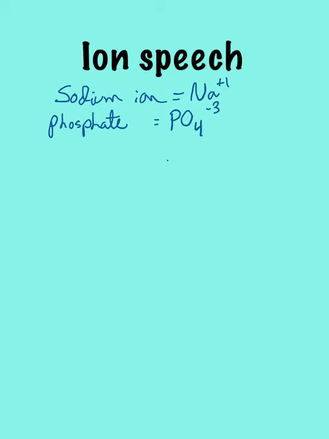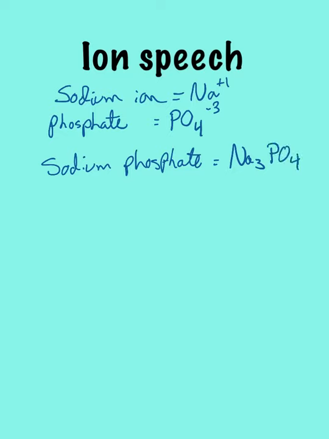So I'll say sodium phosphate. And because of what their charges are, we balance them out. And this will be the formula for sodium phosphate. Okay, so that unit, obviously, if you don't know what the sodium ion is or you don't know what the phosphate ion is, you can't write sodium phosphate correctly. So you won't be able to do that unit at all.